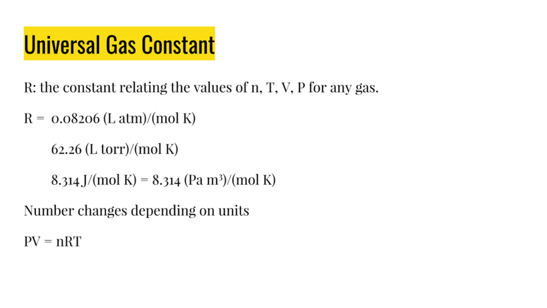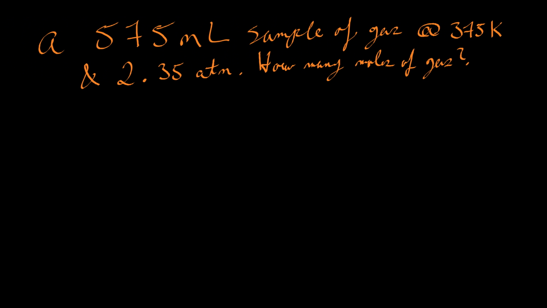But PVNERT, or the universal, or the ideal gas equation, is kind of ridiculously useful and incredibly common. Now, let's work through maybe just one or two examples of what sort of math you can expect to do with the ideal gas equation. Here is a nice and simple problem that you might expect to see. If you have a 575 milliliter sample of gas at 375 Kelvin and 2.35 atmospheres, how many moles of gas do we have?